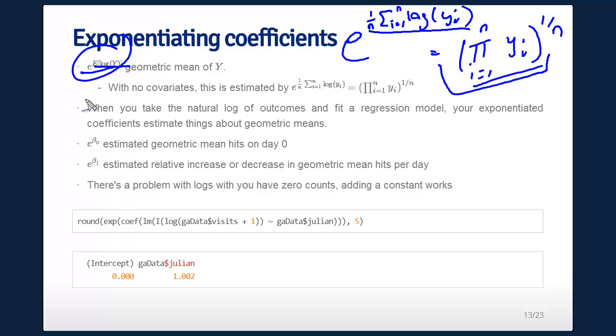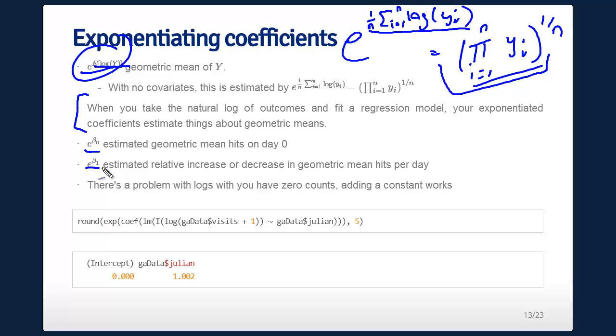So anyway, here's my point. When you take the natural log of outcomes and fit a regression model, your exponentiated coefficients estimate things about geometric means rather than about the natural scale means, okay? So in our exact example, e to the beta naught is the estimated geometric mean hits on day 0, and e to the beta 1 is the estimated relative increase or decrease in the geometric mean hits per day. And if we had other covariates, we would have to add the phrase holding all the other covariates constant.